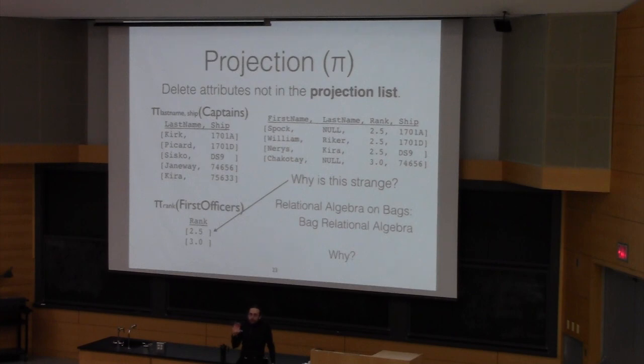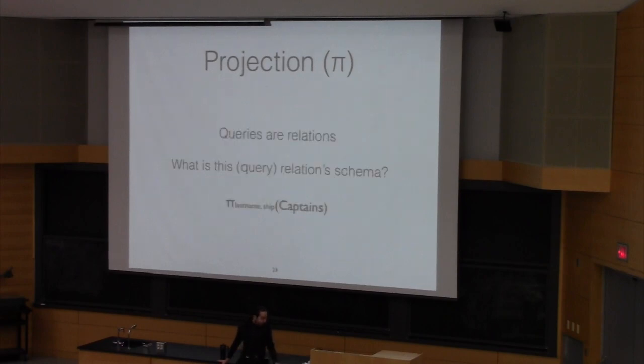If I instead want one copy of that 2.5 for every output row, for every input row, then that's known as bag relational algebra. In terms of the project, bag relational algebra is the one that you should be considering. Okay, so queries are relations.